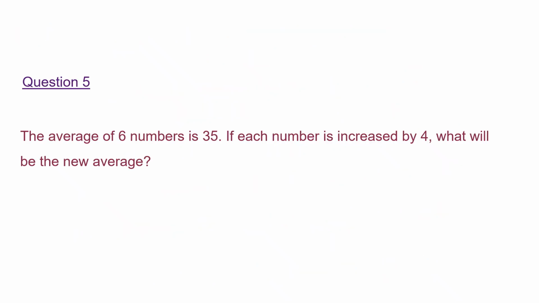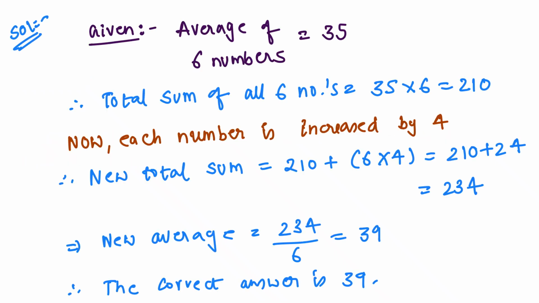Question number 5 is, the average of 6 numbers is 35. If each number is increased by 4, what will be the new average? We are given average of 6 numbers is equal to 35. Therefore, total sum of all 6 numbers is equal to 210.